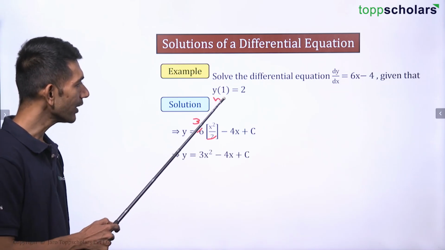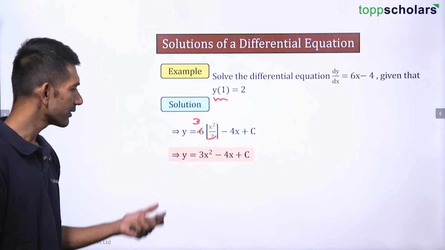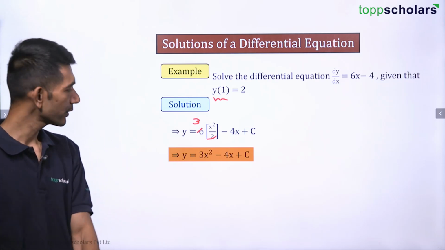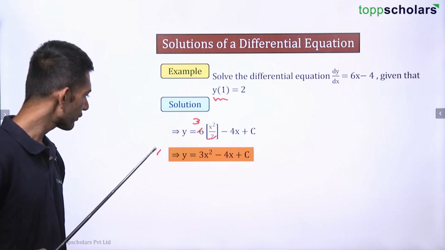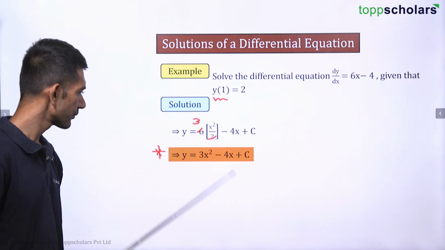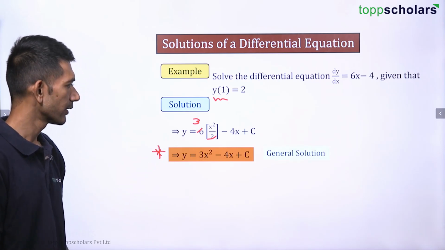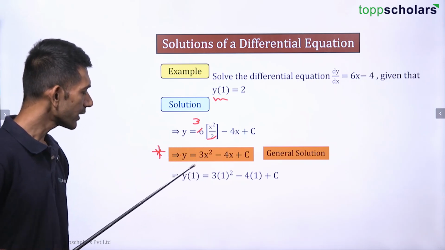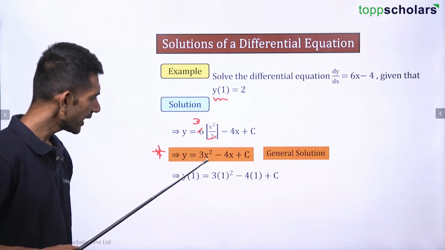But y of 1 is 2, right? So have a look at this. This is your general solution. So general solution is done. Now we want the particular solution. So this is going to be important for us. Now for the particular solution, you put x as 1, that is y of 1.